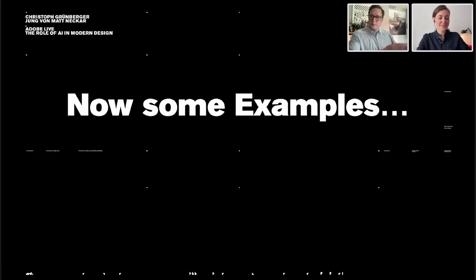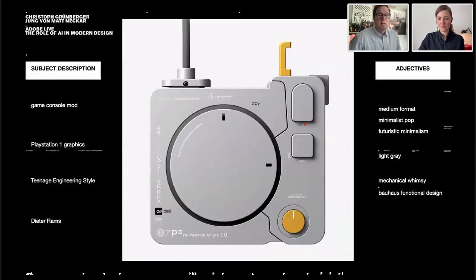And so enough of the theory right now, and we jump into the working of the AI models and analyzing the different models and so on. So we start here with an example of doing a design of an object, the console or whatever you want.